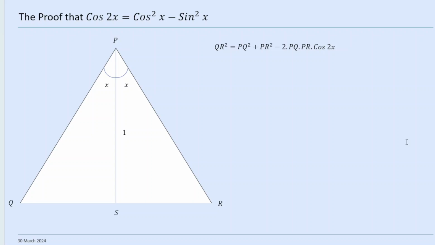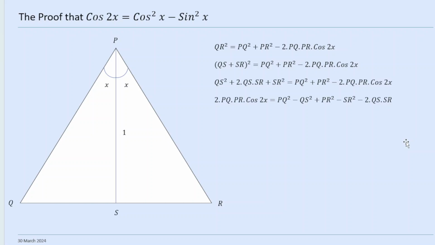So we start with the same triangle. Cosine rule says QR squared equals PQ squared plus PR squared minus 2PQ PR cos 2x. We then substitute QR for QS plus SR. Expand out that bracket. We subtract QS squared and SR squared from both sides, and then we add 2PQPR cos 2x to both sides, and then we take 2QSSR from both sides. Basically we just manipulate the expression above.